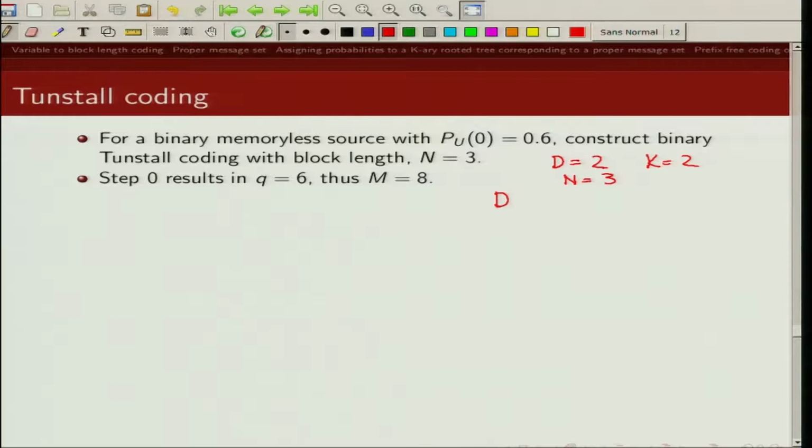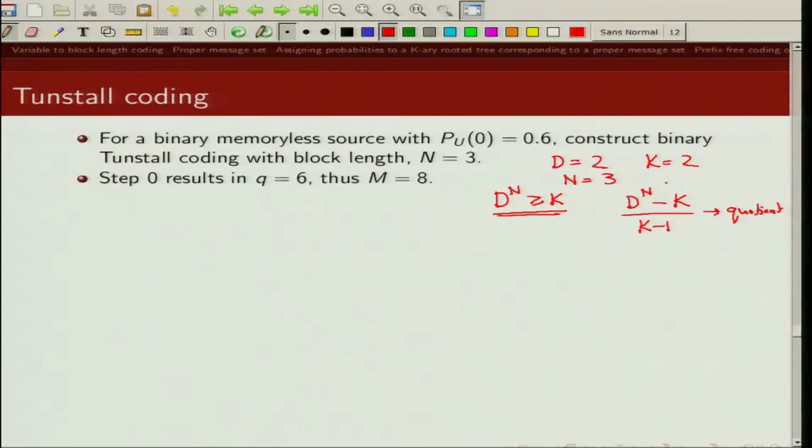We have to first check whether D raised to power n is greater than or equal to K. D is 2, n is 3, so 8 is greater than 2. So this condition holds. Next, we need to find the quotient when D raised to power n minus K is divided by K minus 1.